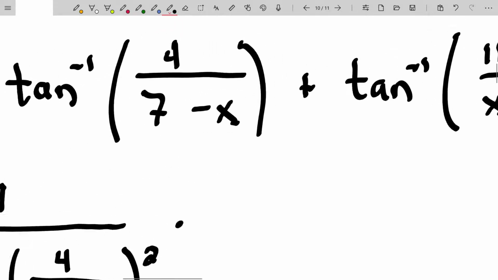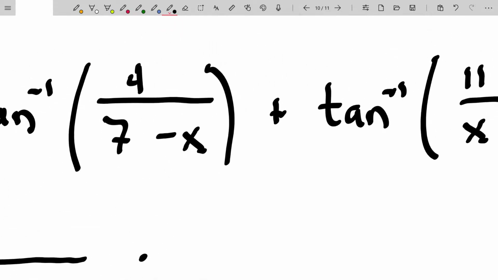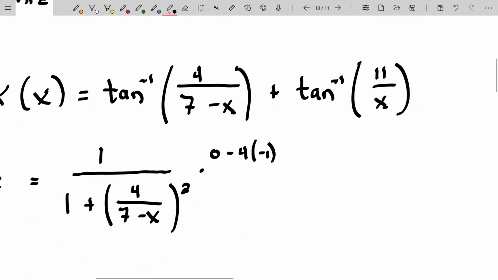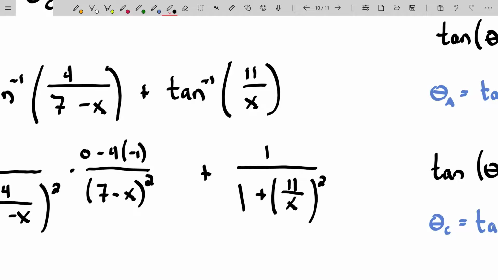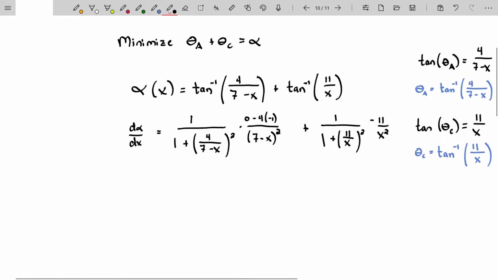That I'm going to treat as a quotient. So the derivative of the numerator is 0 minus the numerator times the derivative of the denominator, which is a negative 1, all over that denominator squared. And then we are going to add to that the derivative of the tangent inverse of 11 over x. Again, it's 1 over 1 plus that argument squared, the argument being 11 over x, and the derivative of 11 over x is negative 11 over x squared. That's by the chain rule.